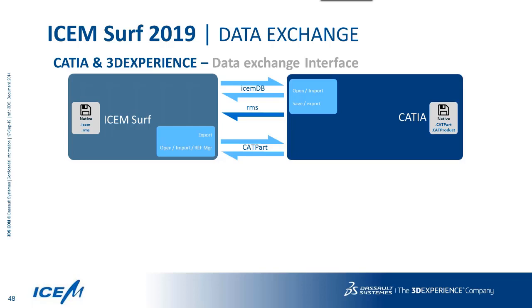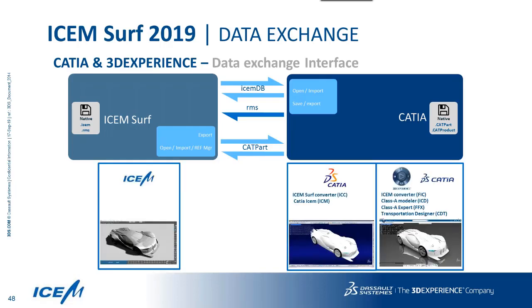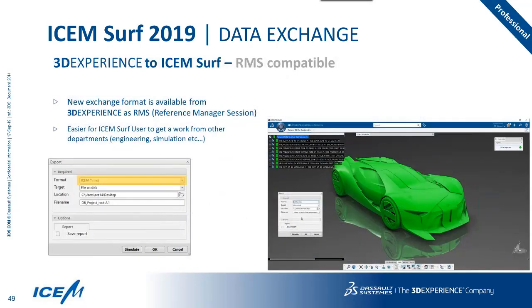So data exchange. It's very easy to get data in and out of ICEM Surf to CATIA v5, the 3D Experience platform and DeltaGen. So this is new. From the 3D Experience platform, we can actually export a reference manager session file. That'll read straight into ICEM Surf reference manager. It builds a folder and builds a reference manager session for you automatically.